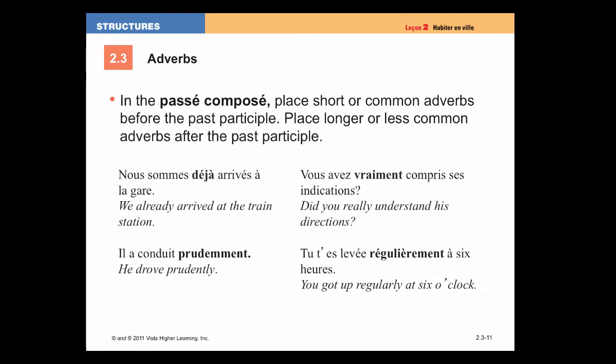Tu t'es levé régulièrement à 6 heures? You got up regularly at 6 o'clock. Now this is odd because it's kind of a contradictory word to use, régulièrement with the passé composé. This sentence could happen, but it would be a rarity.